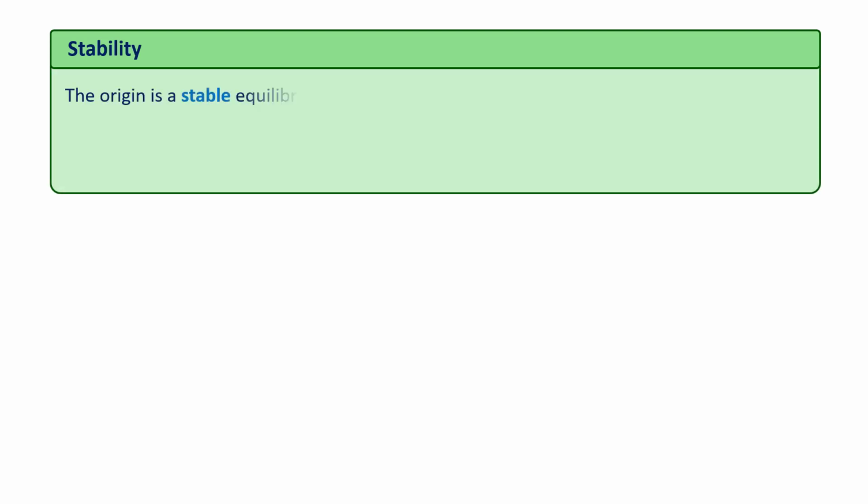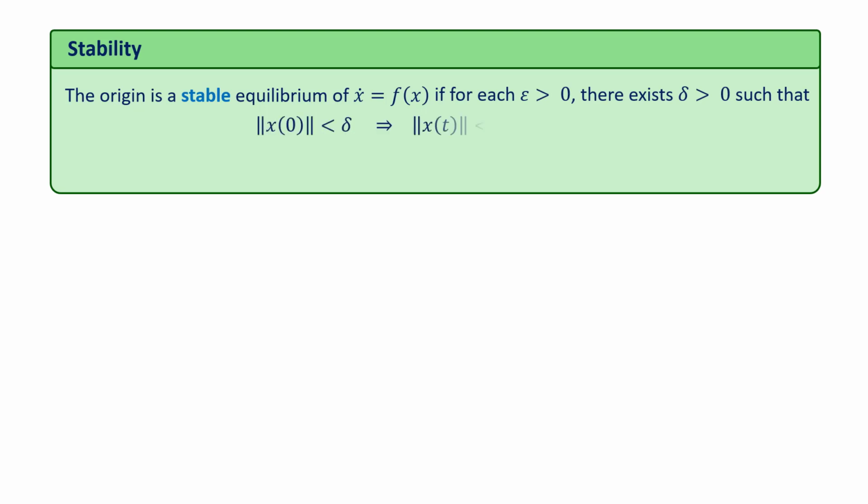We can now propose a more technical definition of stability. The origin is a stable equilibrium in the sense of Lyapunov, or simply is a stable equilibrium of x dot equals f of x, if for each positive epsilon, there exists a positive delta such that norm of x of 0 less than delta implies that norm of x of t is less than epsilon for all time.